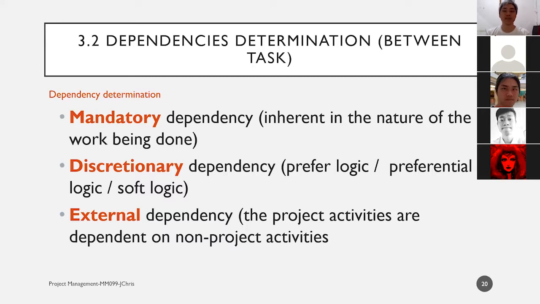External dependency means the project activity is dependent on non-project activity, which means, let's say, this activity can only be done if the papers for it, the papers from government or other organization, have already been approved, something like that. So it's non-project activities, but the project itself is dependent upon it.